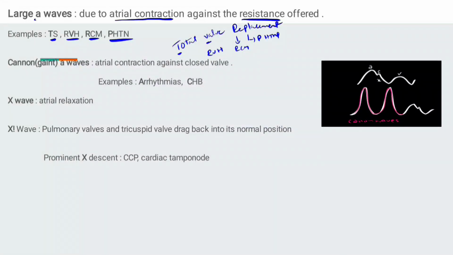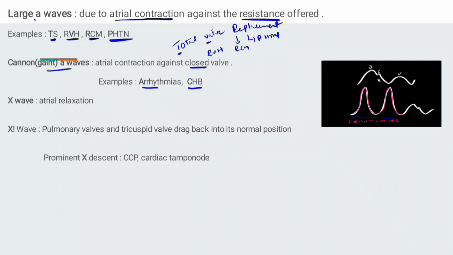Then next comes cannon A waves, or giant A waves. We can see this is the cannon A wave. So where can we see giant waves or cannon A waves? In atrial contraction against a closed valve. In the above large A waves, it was atrial contraction against the resistance offered, and here it is atrial contraction against the closed valve. So what are the examples for this? Arrhythmias and complete heart block.